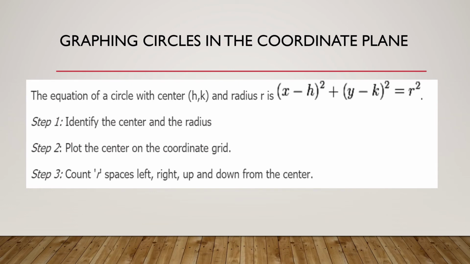Now when we go to graph our circle, again, we're going to use our formula. We're going to find our center and our radius. So remember, our radius is r, our center is h, comma k. So it's that whole idea of opposite. We're going to plot our center, and then we're going to use our radius to go out our spaces in every direction.